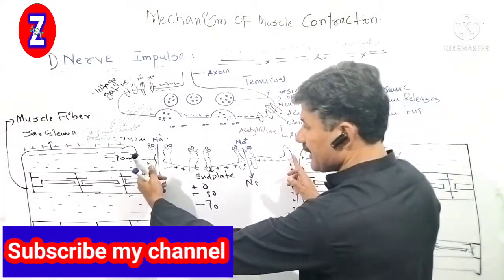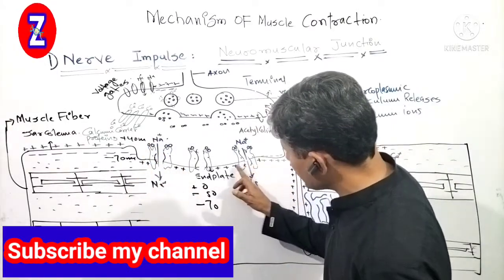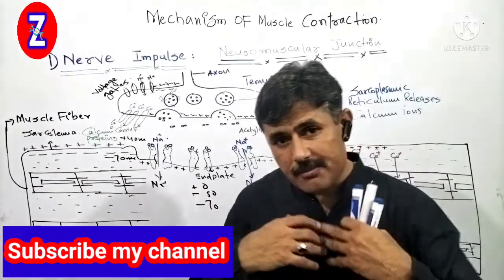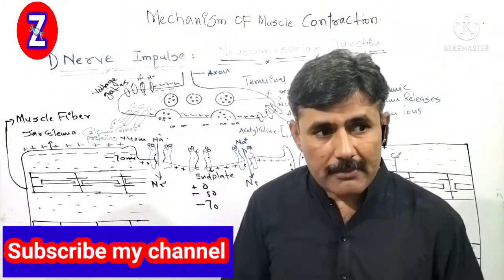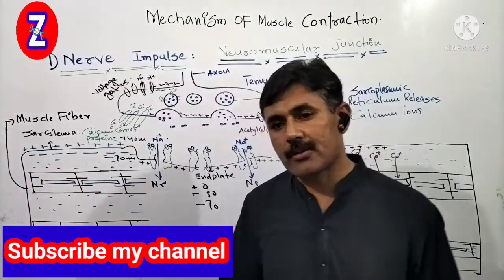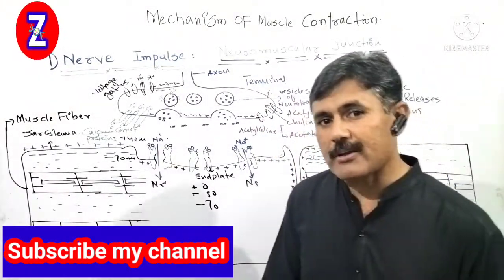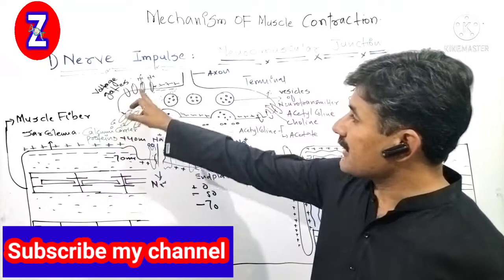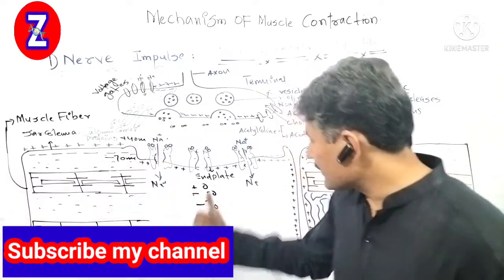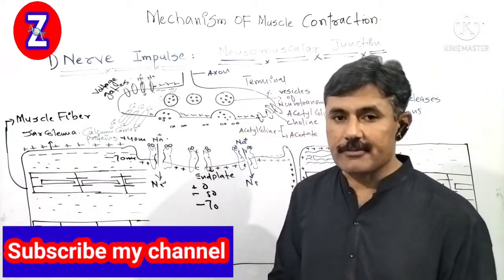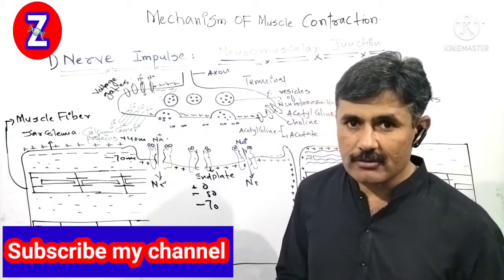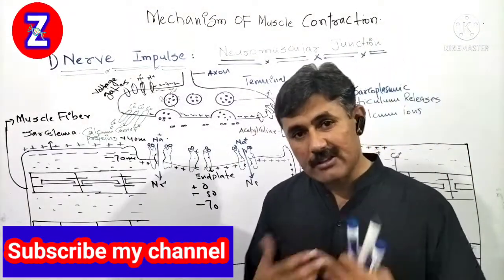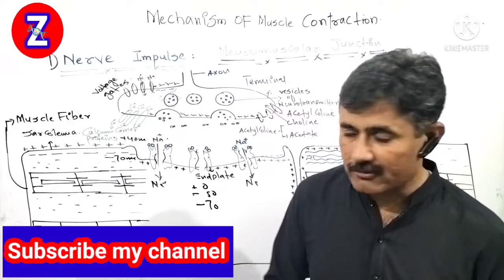On this end plate, there are different kinds of receptors present. These receptors are also gates, and they open up and allow sodium to move from outside to inside, which depolarizes this membrane. But these gates are not sensitive to voltage like the gates of the neurolemma. They are chemically sensitive gates, called ligand-gated gates, and they are sensitive to chemicals such as acetylcholine, nicotine, and so on.